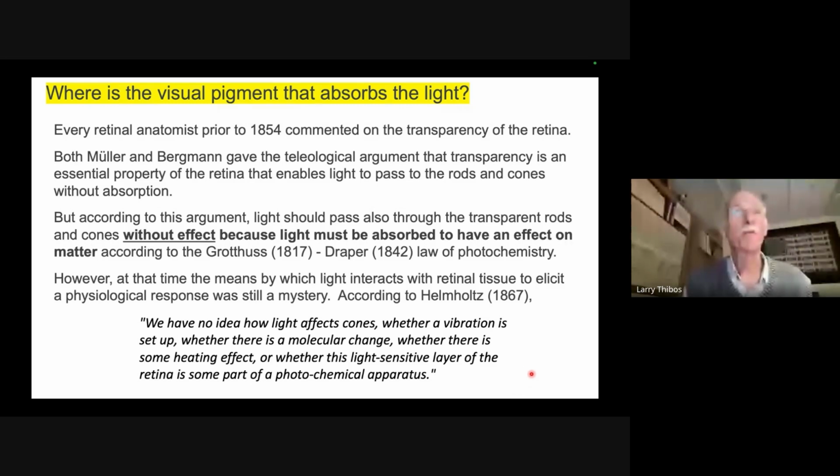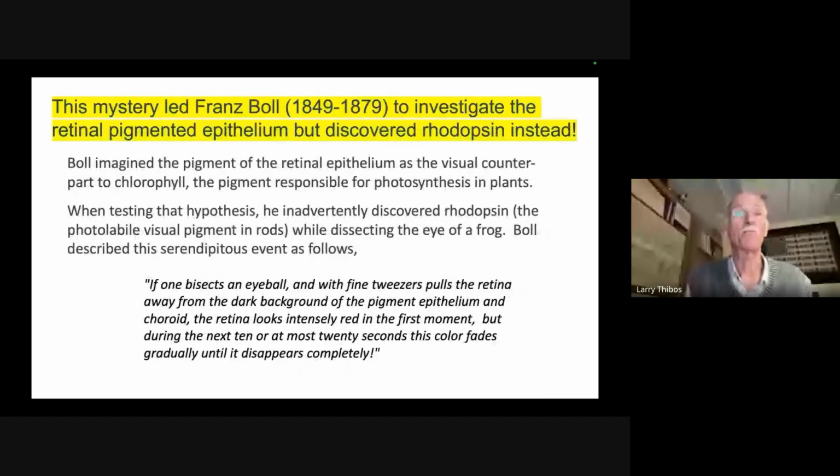But at that time, it was really a very confused time. Nobody knew the means by which light interacts with retinal tissue to elicit a physiological response. It was a great mystery. Even the great Helmholtz commented as late as 1867, he said, we have no idea how light affects cones, whether a vibration is set up, whether there's a molecular change, whether there's some heating effect, or whether this light-sensitive layer of the retina is part of some photochemical apparatus. We don't know.